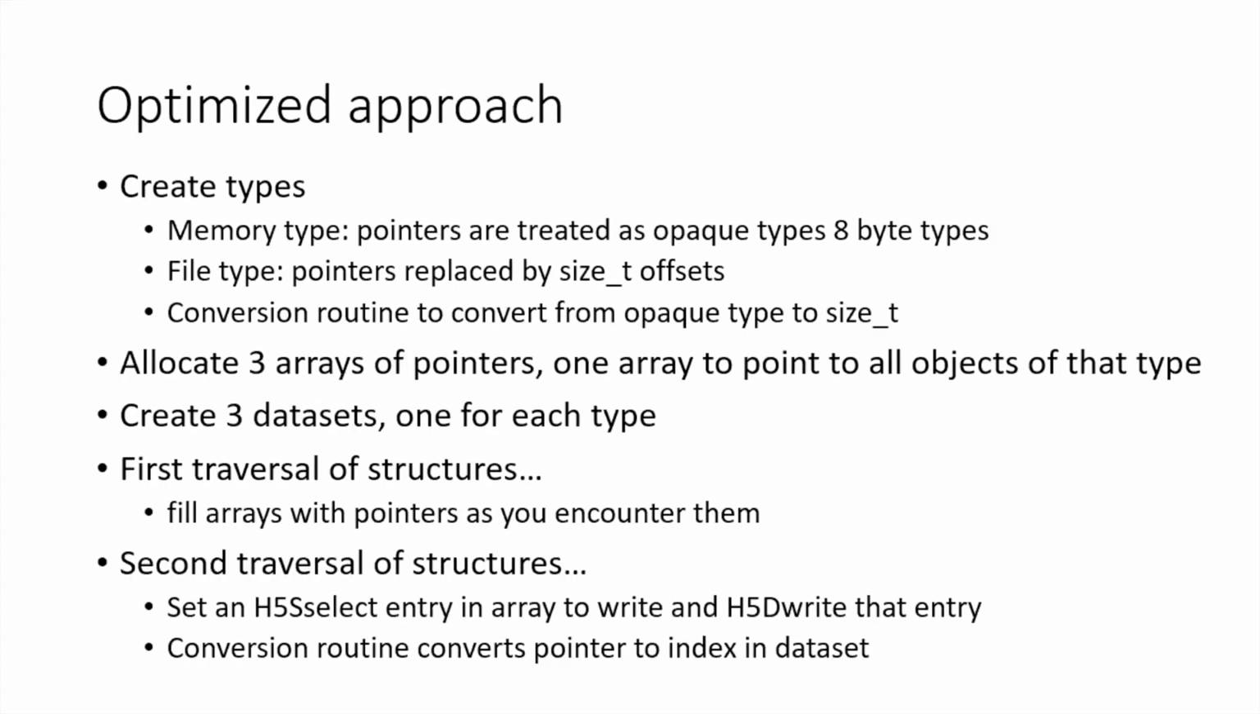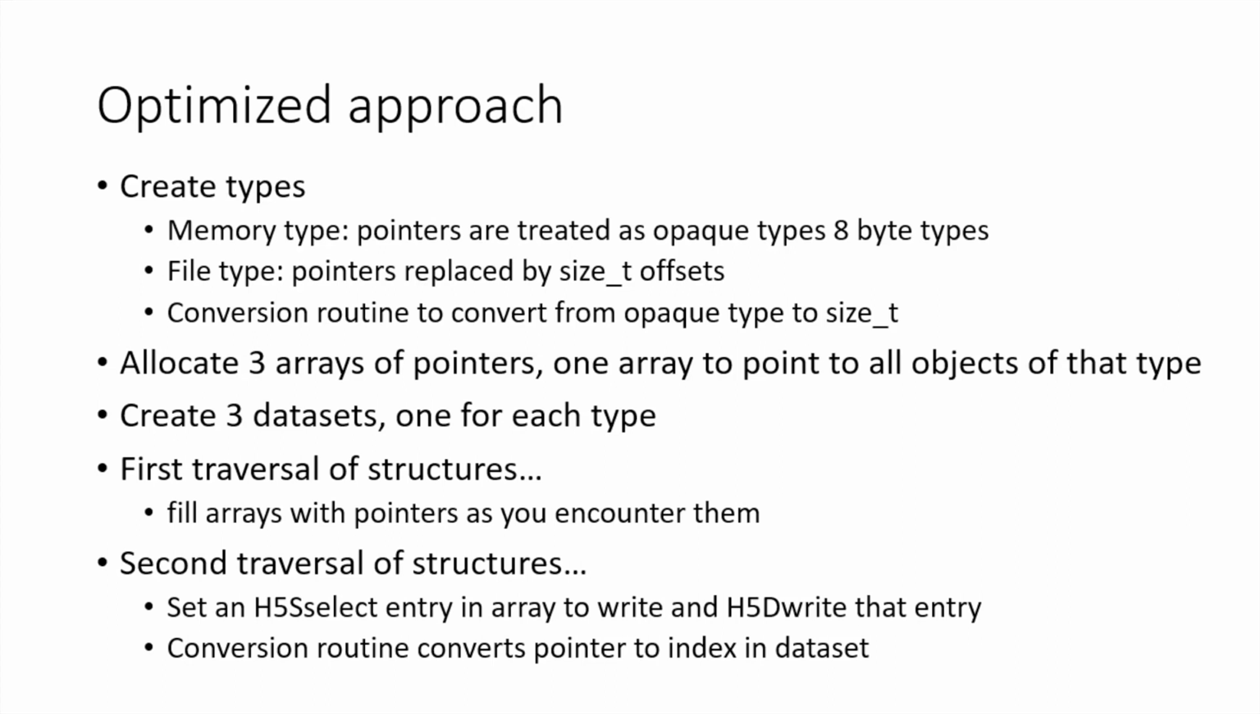So the optimized approach. I create memory types where the pointers are basically opaque 8-byte types, and I label them. I give each one a different name. And for the file type, I actually replace the pointers with offsets, basically off_t's. And then I have a conversion routine that converts from the opaque types to the off_t's. And then I allocate 3 arrays, one for each class, one for each type. Traverse the structures once to get an idea of how big those arrays need to be, and then I traverse the structures a second time, and as I encounter a particular type, the first time I encounter it, that's its index in the actual data set that it's going out to.